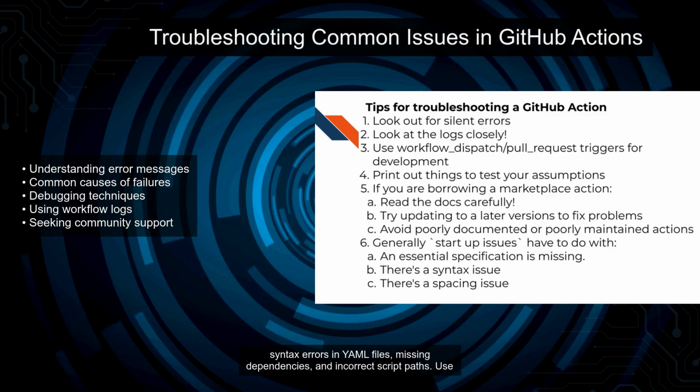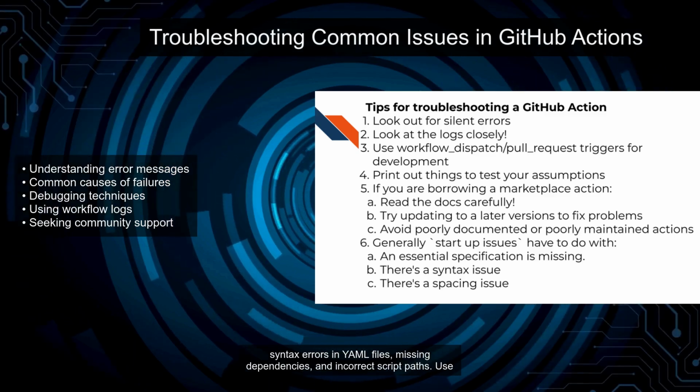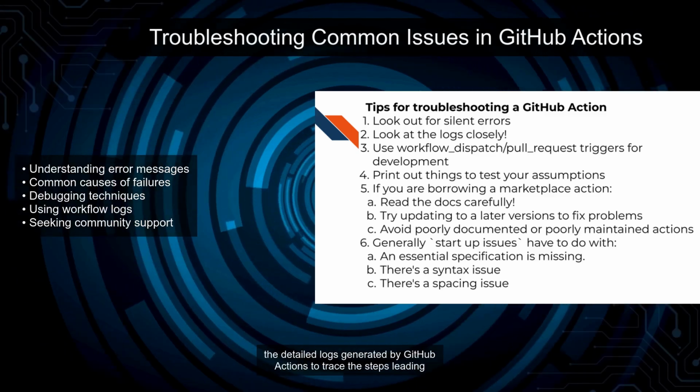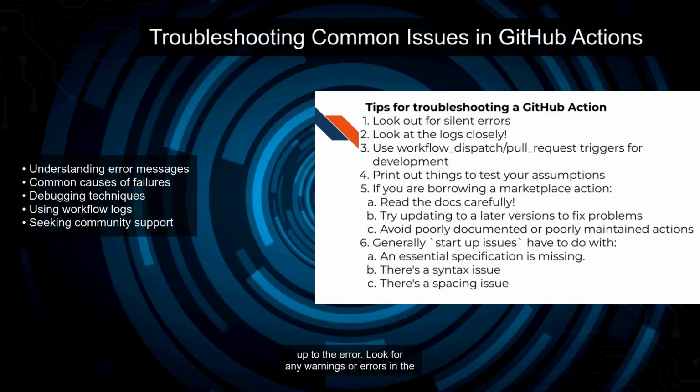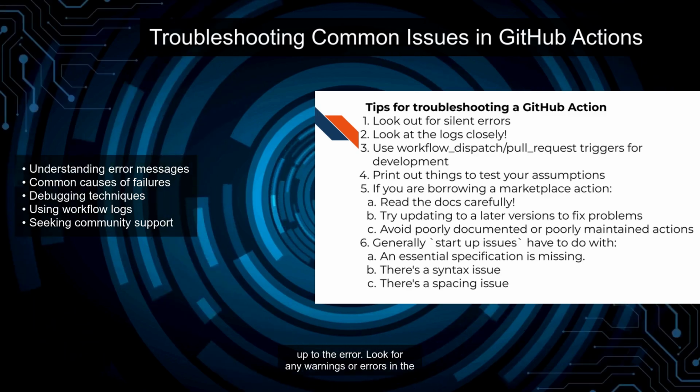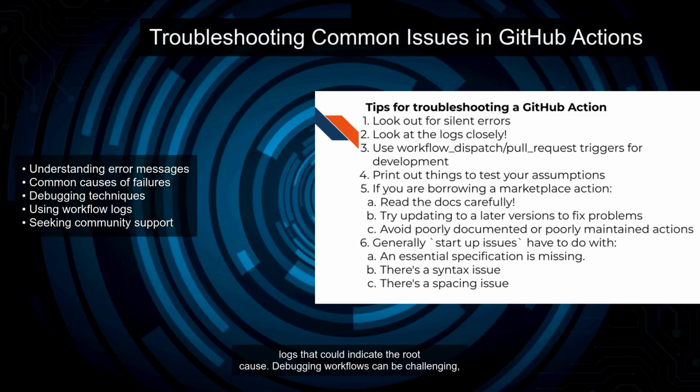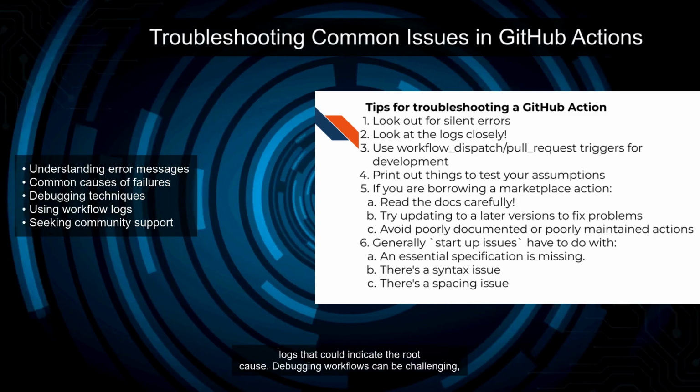Common causes of workflow failures include syntax errors in YAML files, missing dependencies, and incorrect script paths. Use the detailed logs generated by GitHub Actions to trace the steps leading up to the error. Look for any warnings or errors in the logs that could indicate the root cause.